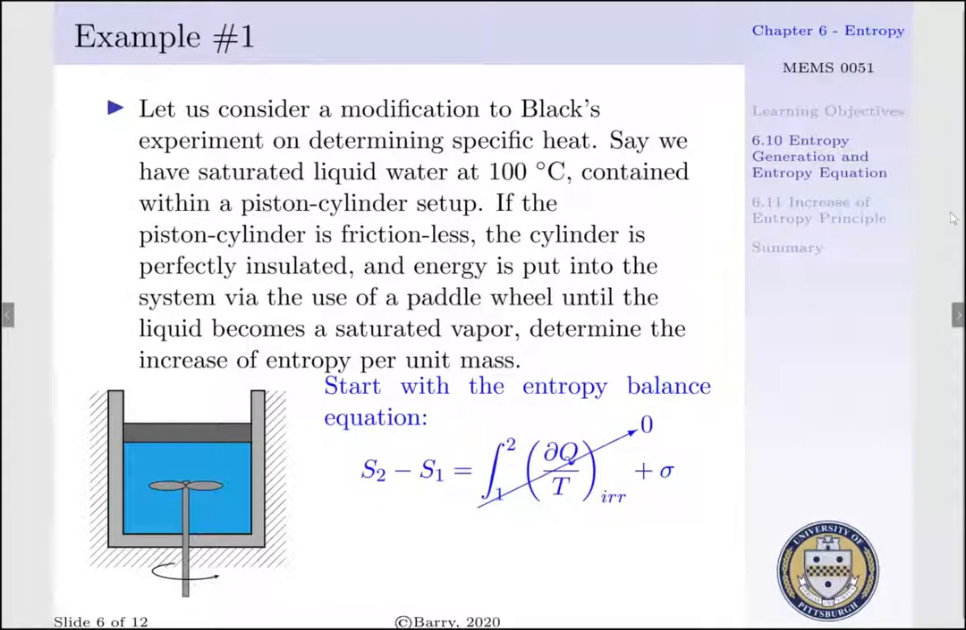To do this, we're going to look at our entropy balance equation. S2 minus S1 is equal to the integral from state 1 to state 2 of delta q per T plus sigma. Since there are no heat transfer processes associated with this, i.e. our cylinder is perfectly insulated, our change of entropy between our final and initial state is going to be equal to sigma. Or, on a per mass basis, sigma per m is equal to S2 minus S1, i.e. Sg minus Sf for liquid water existing at 100 degrees centigrade. Or, on a per mass basis, our entropy production is 6.048 kilojoules per kg-K.